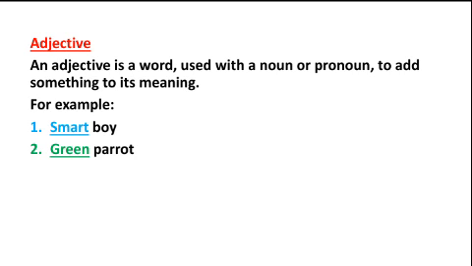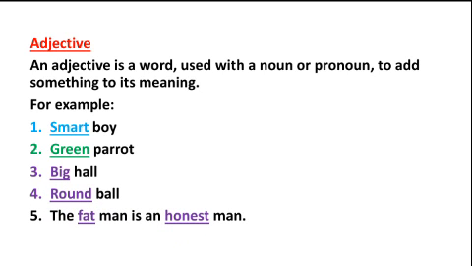Okay. Now next, big hall. Now here we are talking about a hall and we are describing about the hall that it is big. So big is an adjective. Next, round ball. Now here we are talking about a ball. So we are describing about the ball that it is round. So round is an adjective. Understood?